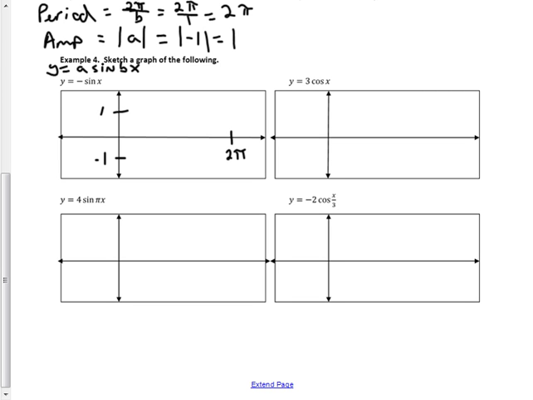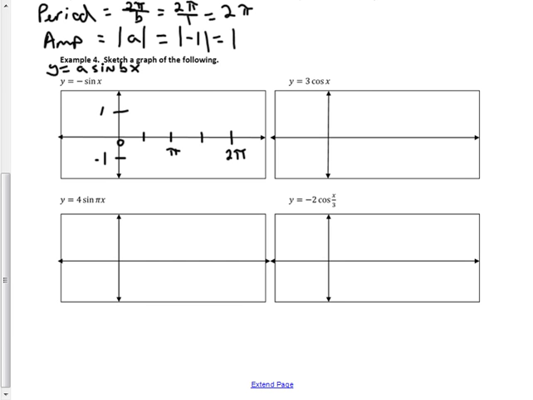I want halfway between where it starts and where it ends. The starting point is at 0. The ending point is at 2 pi. So halfway in between is at pi. Okay, so I need that point. I also need halfway in between those, because the sine graph goes up and comes back down and goes back up again. So I need to cut both of these in half as well.